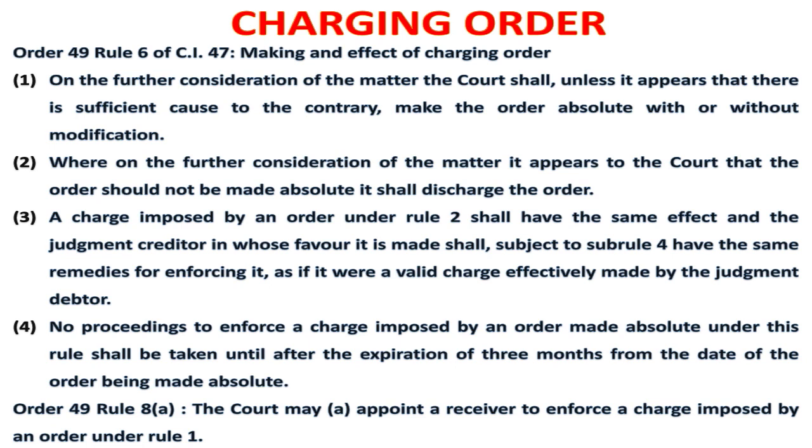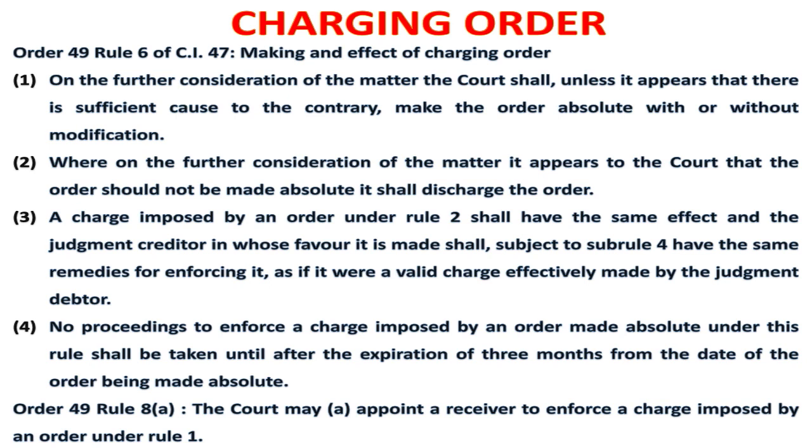But in between the time of creation of the charge and the time for it to be executed, there is a statement of the law about it. Look at Order 49, Rule 6, Sub-Rule 4. It says that no proceedings to enforce a charge imposed by an order made absolute under this rule shall be taken until after the expiration of 3 months from the date of the order being made absolute.